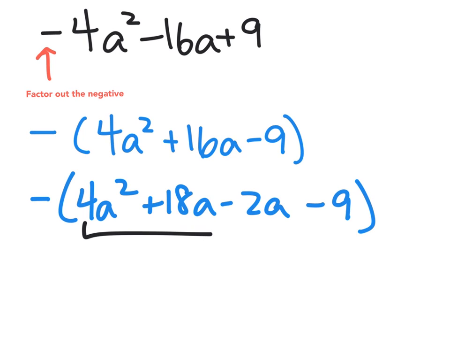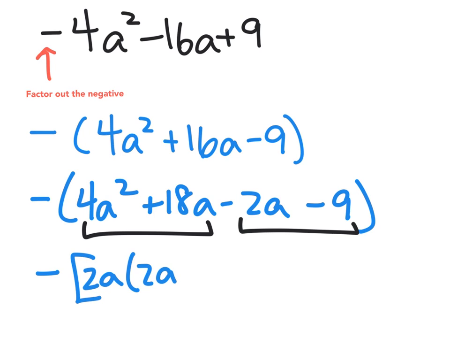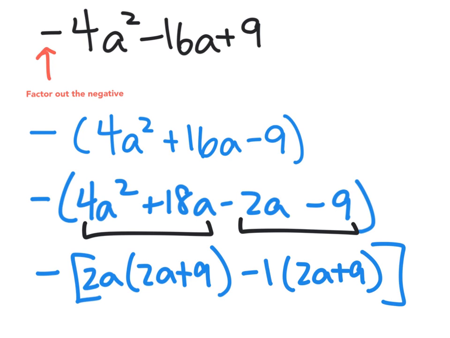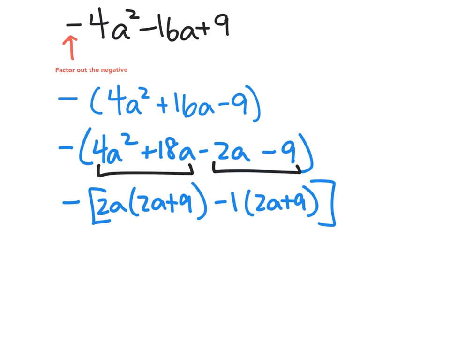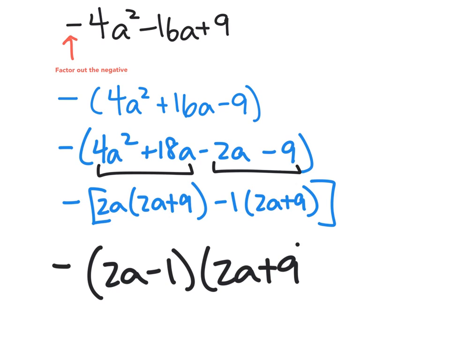Now I'm going to group my first two and last two terms together. We've got the negative on the outside still. These have a common factor of 2a, leaving me with 2a plus 9. Over here with these two terms, I can factor out a negative 1, leaving me with 2a plus 9. And so finally, all the factors are just negative 1 times 2a minus 1 times 2a plus 9.